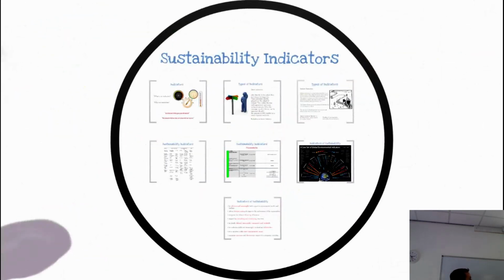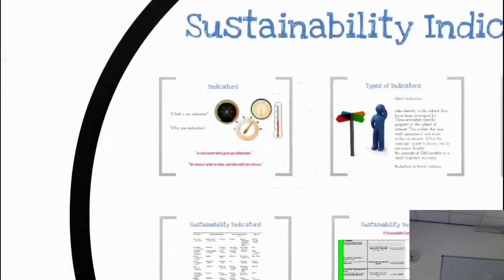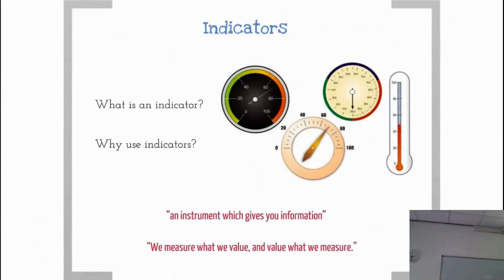Okay, so a key part of monitoring and evaluation is indicators. So indicators tell you whether or not you're achieving something. So very simply, it's an instrument which gives you information. An indicator will be your speedometer, your odometer on a car, which tells you how fast you're going, gives you feedback. And the idea is that we measure what we value and we value what we measure. If you don't measure something, you can't tell whether or not you're achieving it or whether or not you can improve on it. So we have to measure absolutely everything.